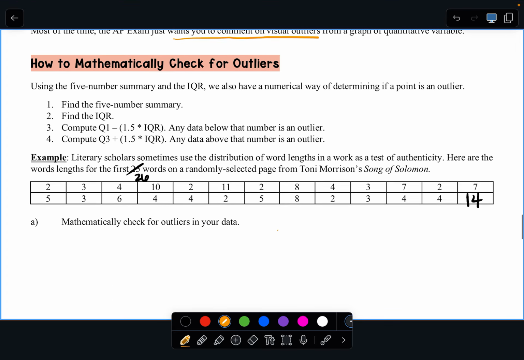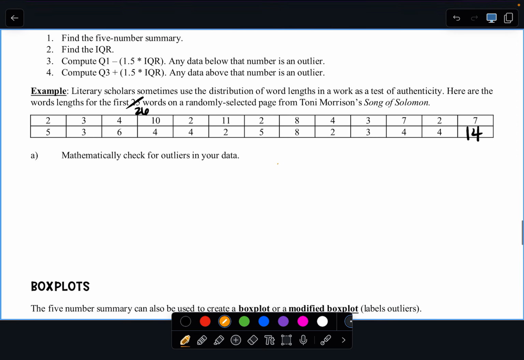Now, if you have the actual data, they will expect you to mathematically check for an outlier. So by that I mean we are going to use this formula. This formula is referred to as the 1.5 IQR rule. This one is not on the formula chart. Now, I say this with a grain of salt because they don't put it on the formula chart, but from recent years, we've noticed they've been asking the question as use the 1.5 IQR rule to check for outliers.